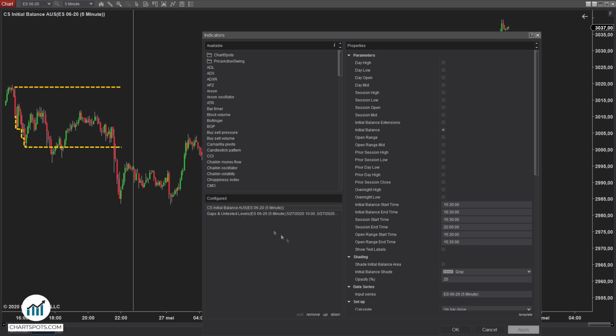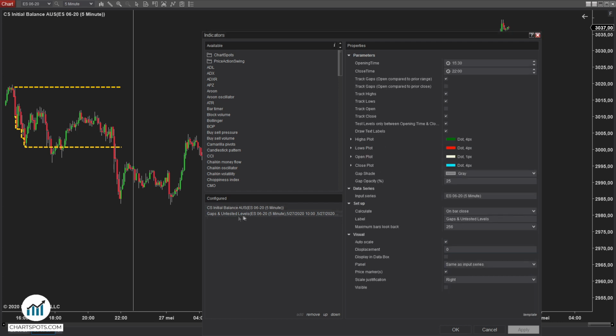Next I will enable the gaps and untested levels indicator, which can also be downloaded from the website. What levels will we be tracking during the same time frame right here? We're tracking the gaps compared to the prior range. So if we open above yesterday, for example, and we don't trade down to that range again, a gap remains. We're tracking the highs, the lows, and the close.